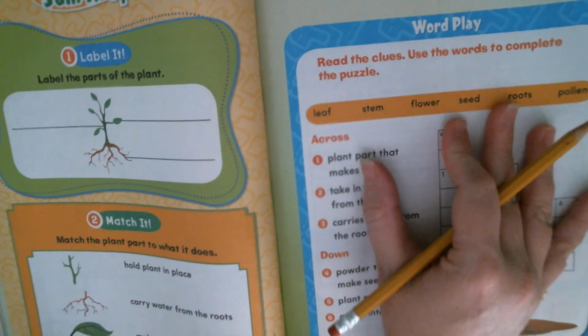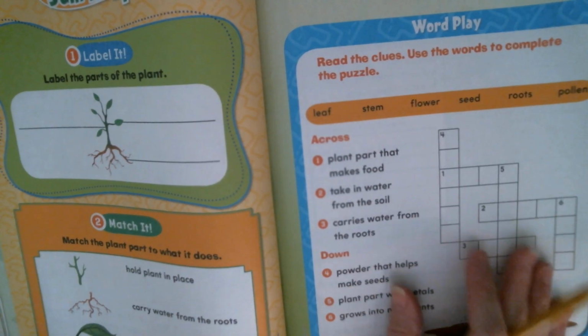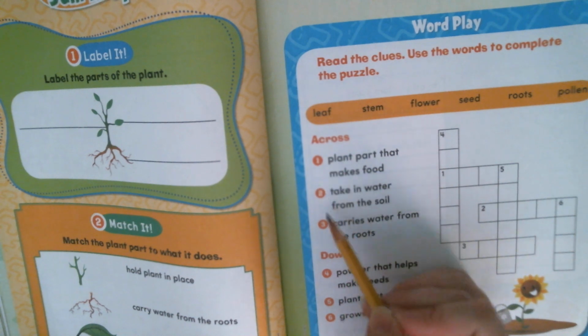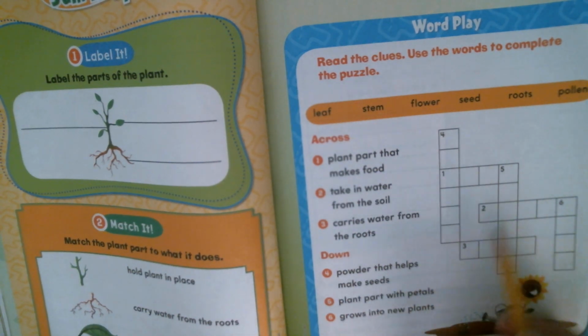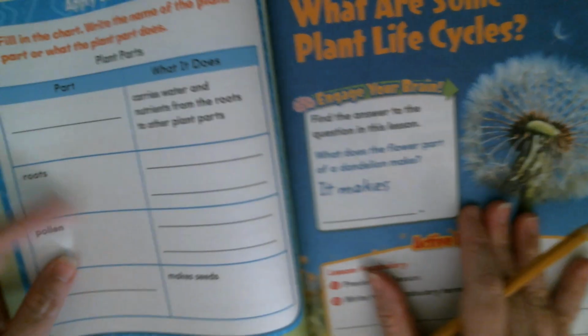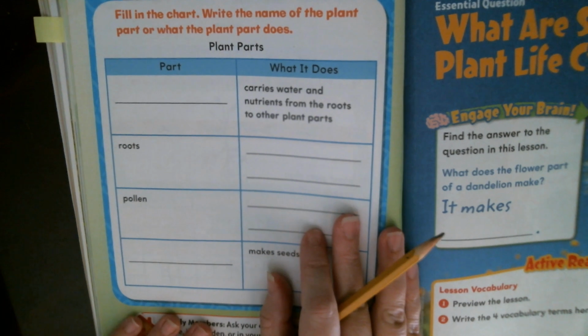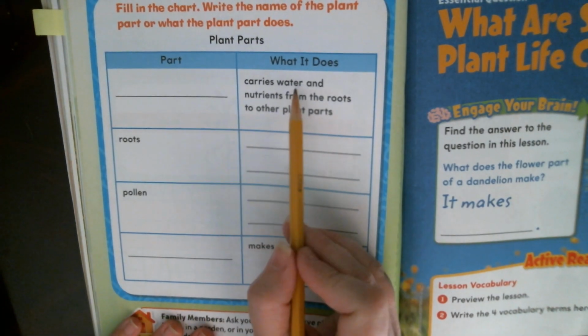When you're finished with that, you guys are going to do your crossword puzzle. Remember, these 3 clues are going across. These 3 are going down, and there are the words you're going to use. And then on the back, you're going to complete this chart. Okay, so this is the plant part. This is what it does.